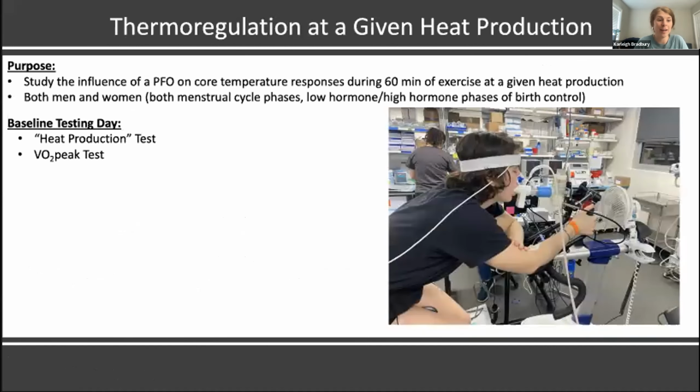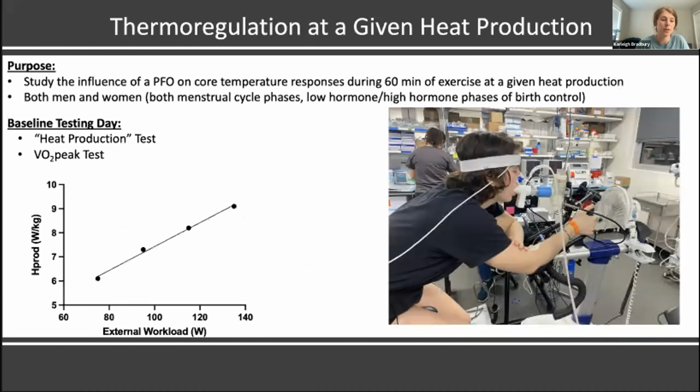So our study we're doing right now is looking at the influence of a PFO on core temperature responses during 60 minutes of exercise at a given heat production. And we're studying both men and women in both menstrual cycle phases, or in the low hormone or high hormone phases of birth control. So on the first visit to the lab in the study, we do what we just call a heat production test, followed by a VO2 peak test. And these methods came from a paper done by Ollie J and Matt Kramer.